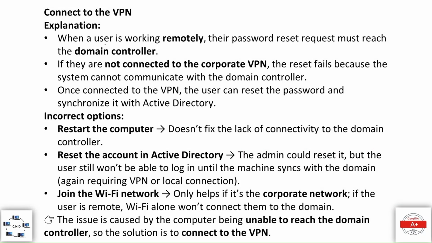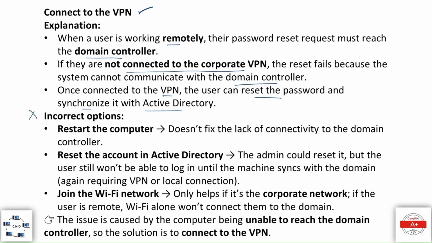So the explanation is, our correct option is connect to the VPN. When a user is working remotely, their password reset request must reach the domain controller. If they are not connected to the corporate VPN, the reset fails because the system cannot communicate with the domain controller. Once connected to the VPN, the user can reset the password and synchronize it with the Active Directory.